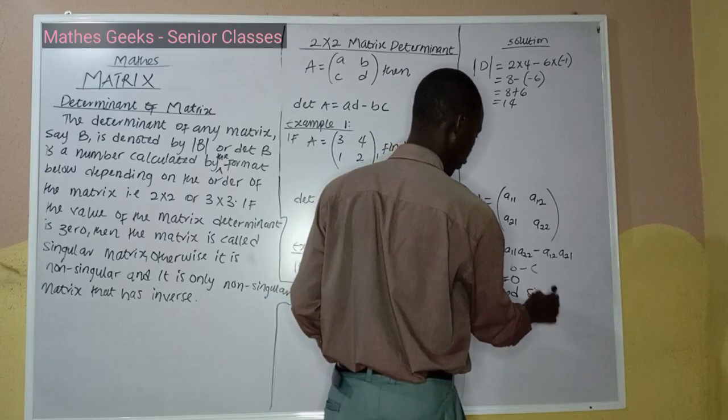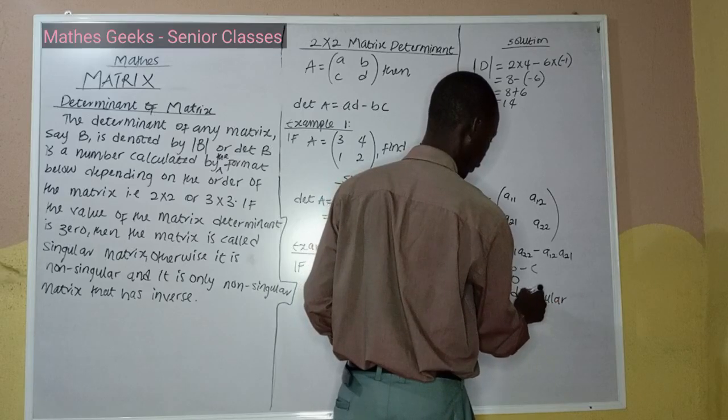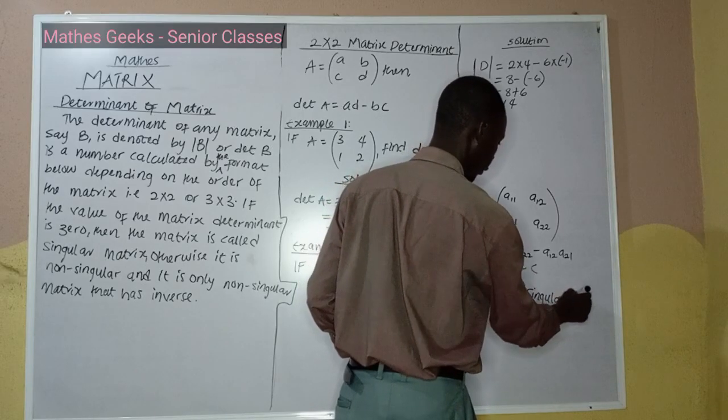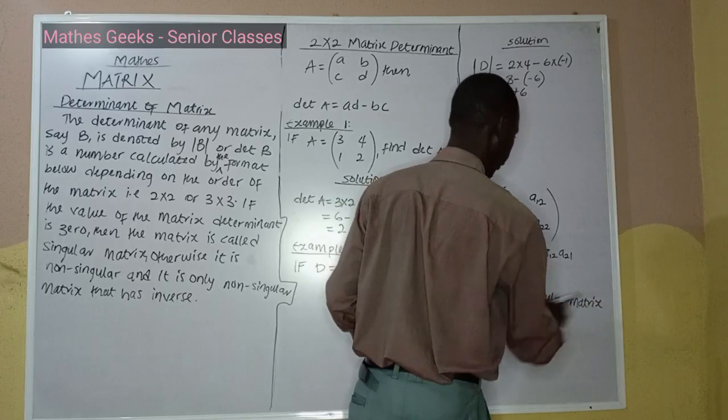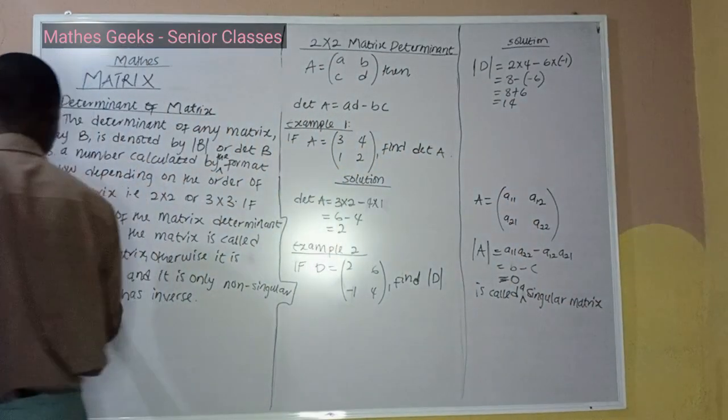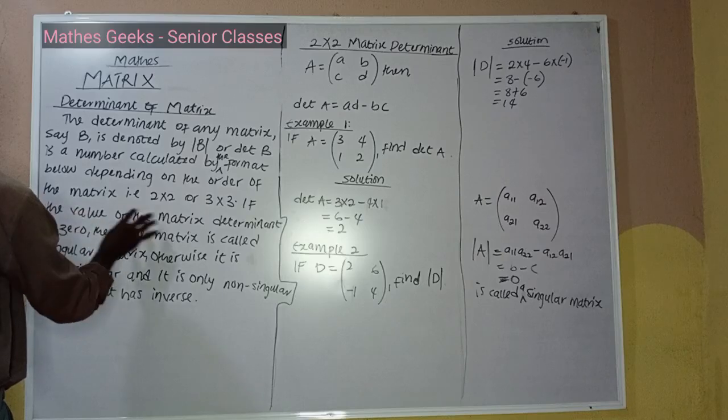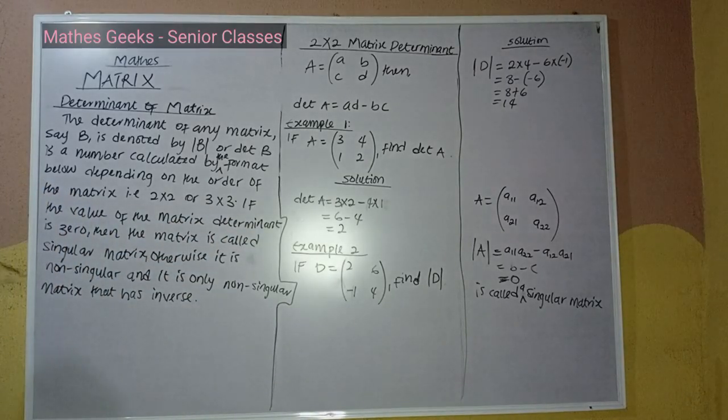That's the implication. So it says if the value of the matrix determinant is 0, then the matrix is called a singular matrix. Otherwise, it is non-singular, and it is only a non-singular matrix that has an inverse. After this video, we're going to look at the inverse matrix. So that's the implication, only a non-singular matrix has an inverse.